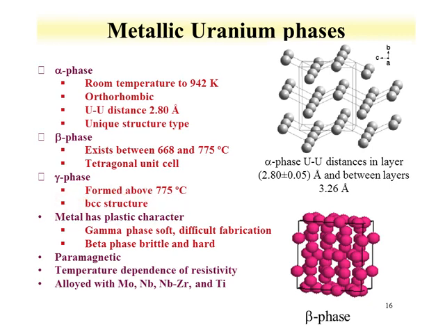The metal has different characters. It can have some plastic character. The gamma phase is soft, difficult for fabrication. The beta phase can be brittle and hard. These materials can often be alloyed. The uranium materials can be alloyed so that compounds can be formed that are easier to fabricate, for instance, or that have certain chemical resistivity properties.